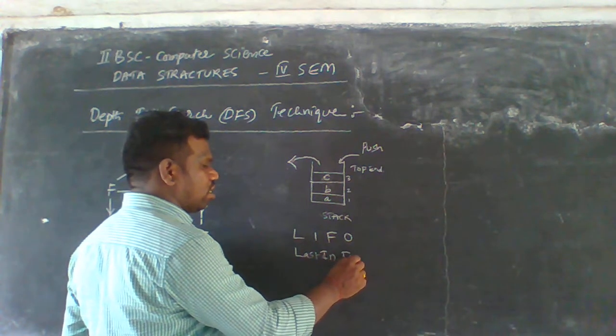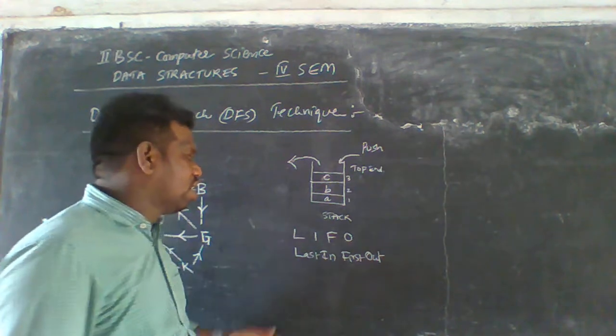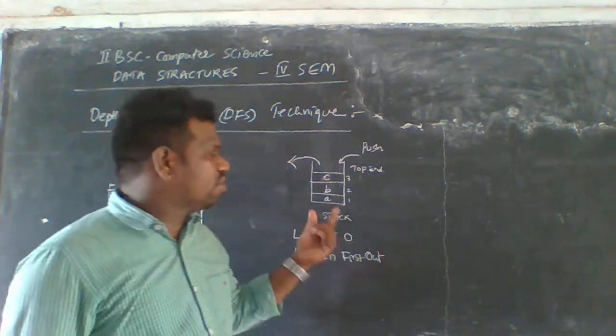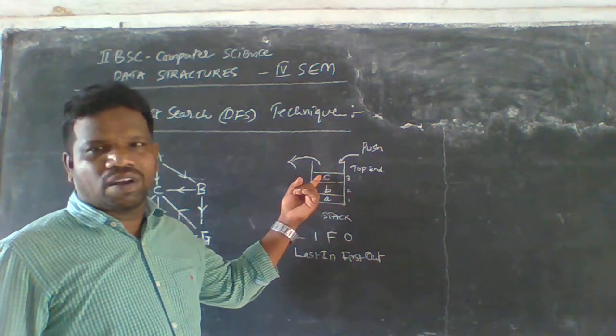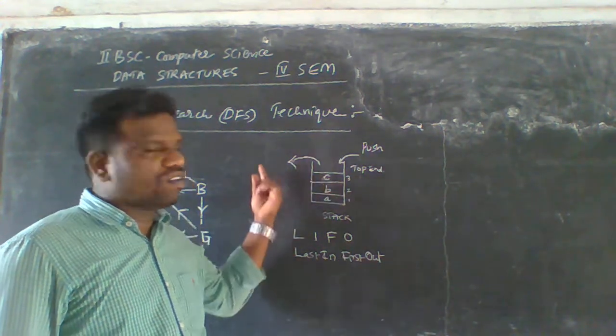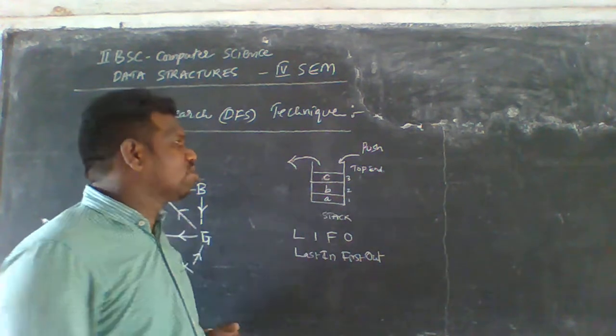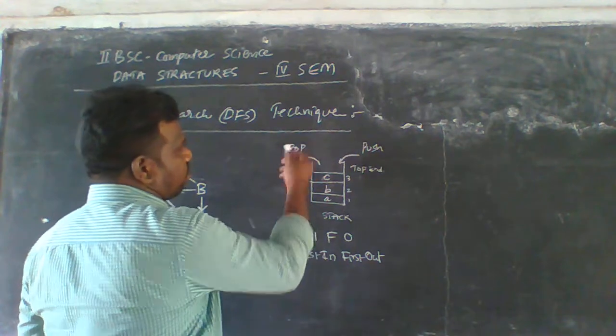Last in, first out. Okay. So last in, first out. Last in, what is the element that will be last inserted? C will be last inserted here, and that will be first out. That will be first copy here. So the elements from this is called a copy.